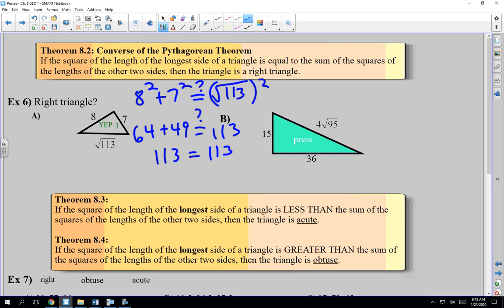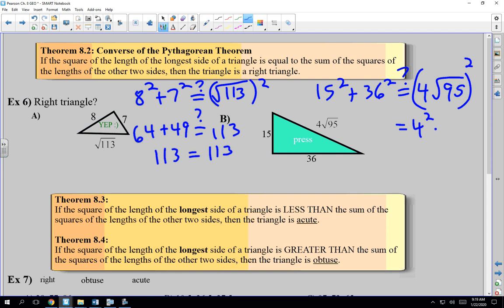What do you think? 15 squared plus 36 squared, does that equal 4 root 95 squared? And this is why we did that review. How do you do 4 root 95 squared? Well, it's 4 squared times 95, or 16 times 95. What's 16 times 95 equal?